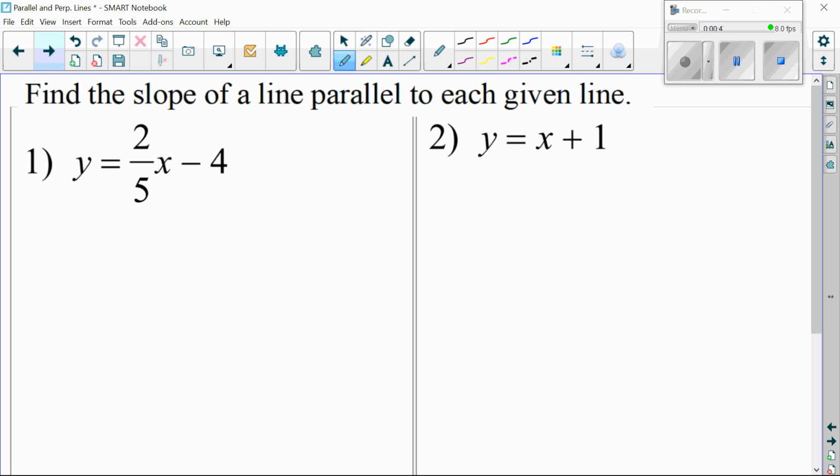It's really that easy. Take a look here at number 1. Under y equals mx plus b, the slope here is 2 over 5. So the slope of a line that's parallel is 2 over 5. In number 2, we have y equals x plus 1. There's an understood 1 in front of the x, so the slope of a line that's parallel to this one is going to be 1.